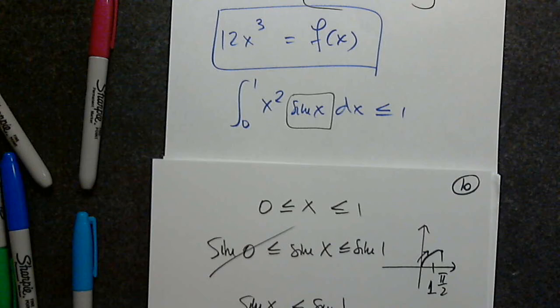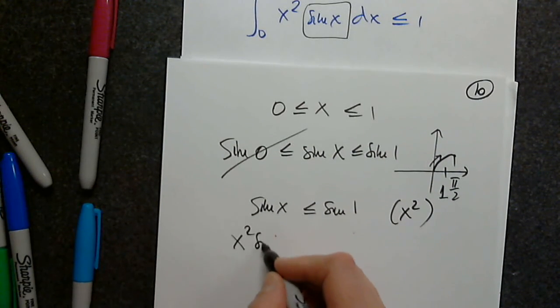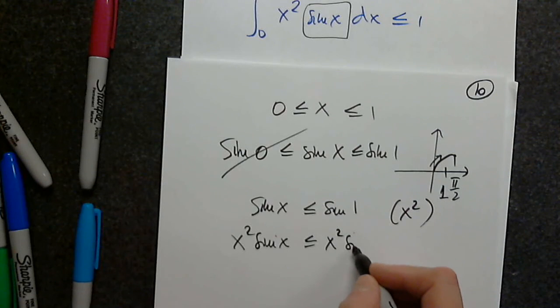Multiply both sides by x squared. It cannot be 0. It's at the end of the interval, so that's fine. It has to be positive, because otherwise I have to switch the inequality symbols. So I'm multiplying both sides by x squared, and I get x squared sine x less than or equal to x squared sine 1. I built a function. In other words, I'm saying now that this function is smaller than this function on the interval 0 to 1.